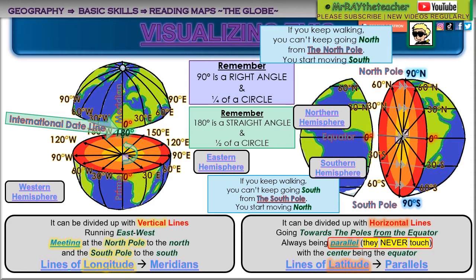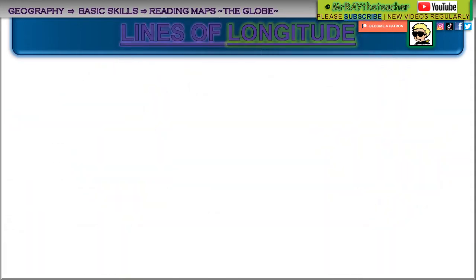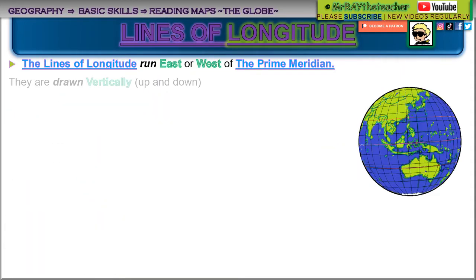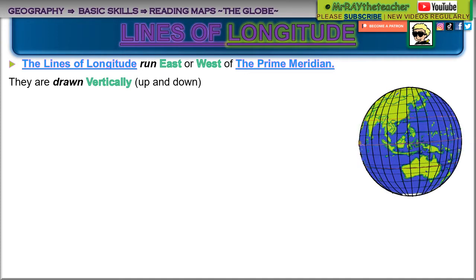You've got your northern hemisphere, your southern hemisphere. They're parallel. You got your lines of longitude. So they run east or west of the prime meridian. They are drawn vertically. That means they go up and down. And I'll just put in the degree marks here.